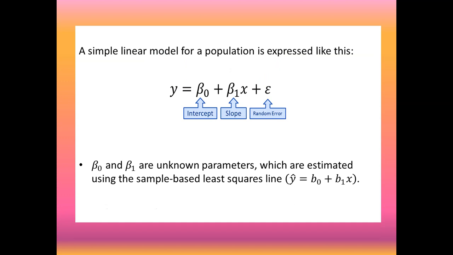Beta 0 and beta 1 are respectively the population intercept and population slope, where if you look down toward the bottom of the slide, lowercase b0 and lowercase b1 are the sample-based intercept and sample-based slope. So b0 is a point estimate for beta 0 and b1 is a point estimate for beta 1.